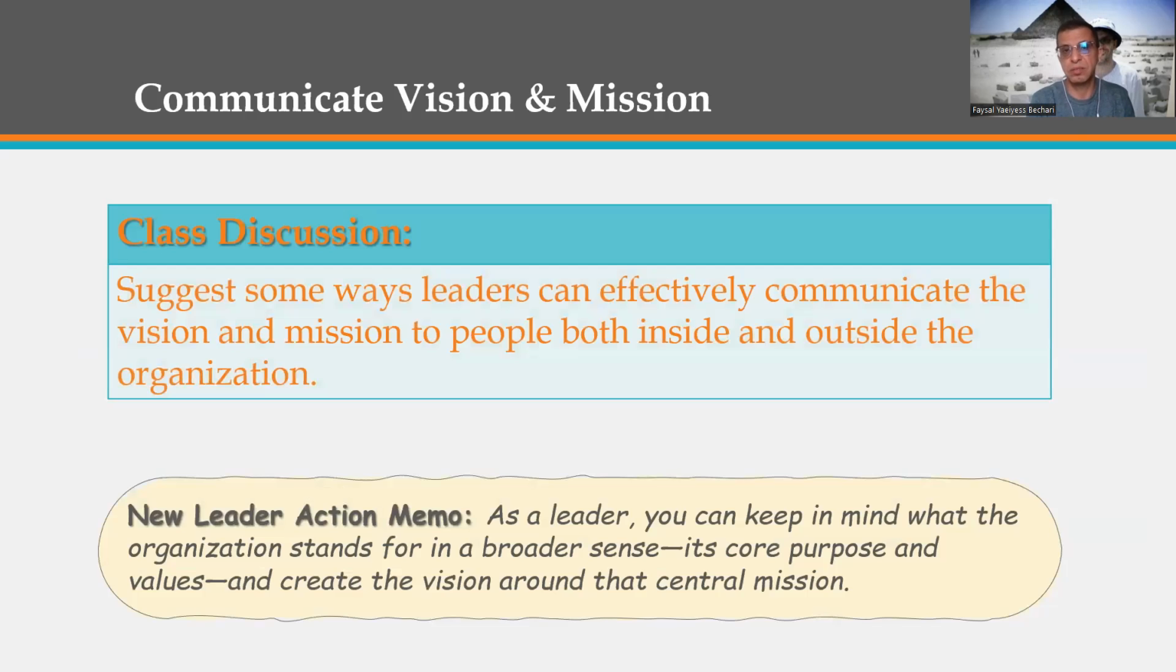Here's a discussion for you. Can you suggest some ways leaders can effectively communicate the vision and mission to people both inside and outside the organization?